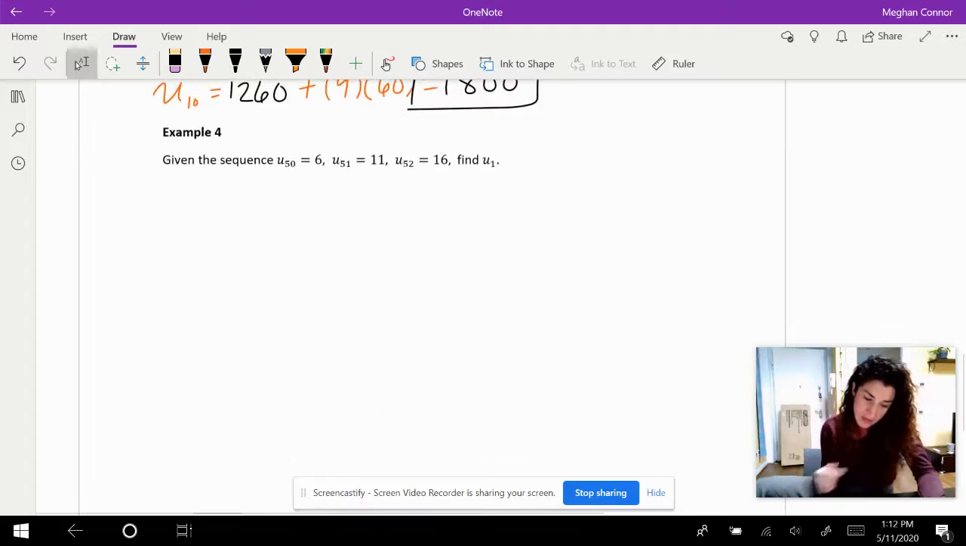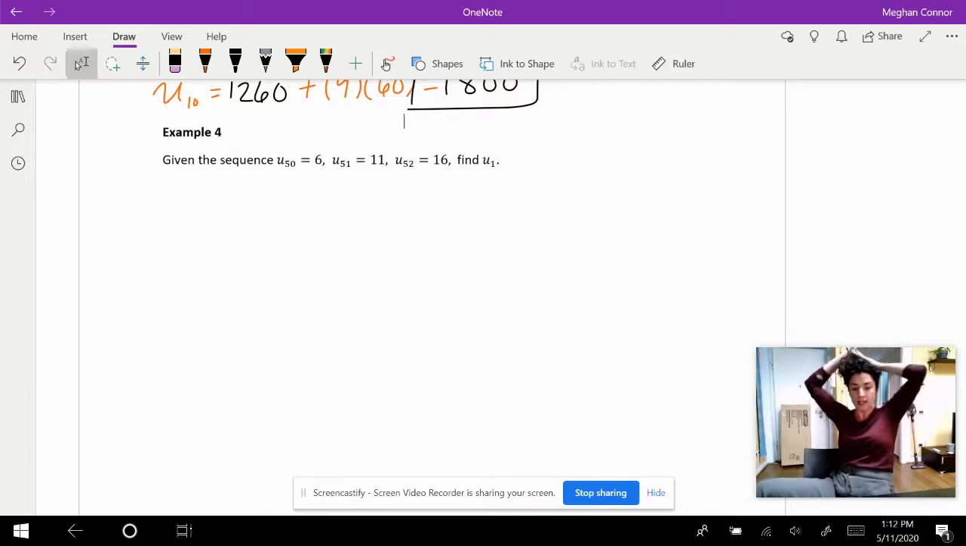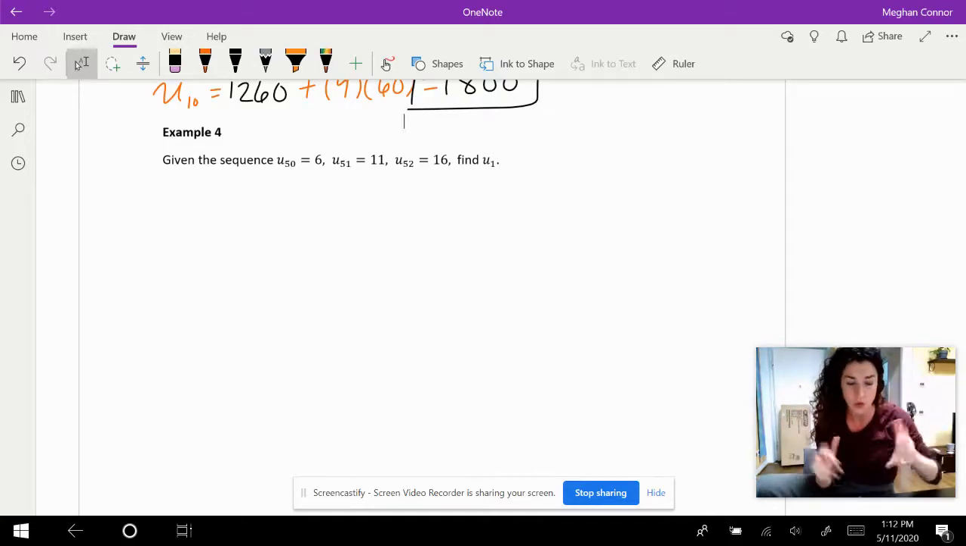Okay, given the sequence, we've gotten 3 different terms that are all in a row. So actually that's really nice. All of these are puzzles. They can all be solved in a bunch of different ways. So the fact that we have the 50th term, the 51st term, and the 52nd term, we can see what the common difference is because we're not told it's an arithmetic sequence, but since it's in our arithmetic sequence notes, we know it's an arithmetic sequence. In the future, you will be told this is an arithmetic sequence, find the first term.